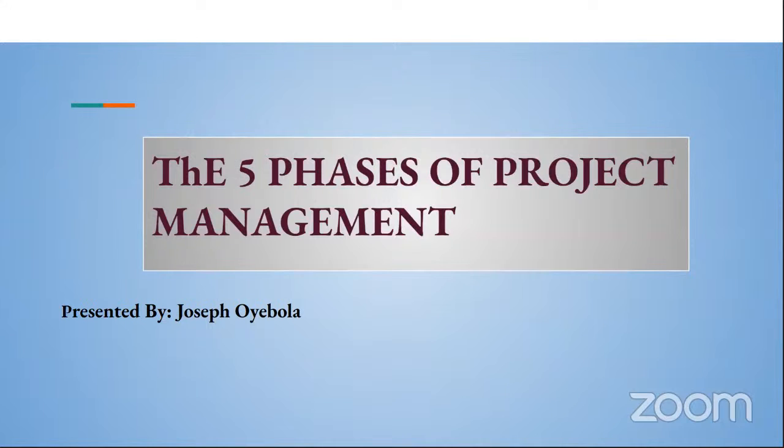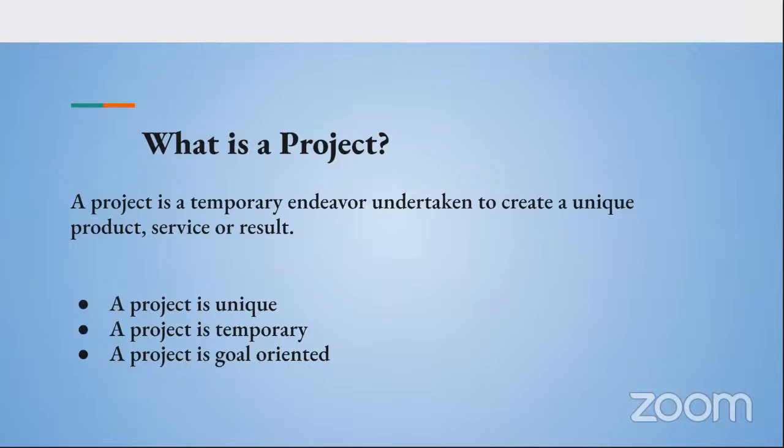So let's delve in. Before we establish that there are project management phases, of course, there needs to be a project. So what is a project? A project is a temporary endeavor undertaken to create a unique product, service, or result. So what does this tell us? It says the project is unique, the project is temporary, that is to say a project is finite. It has a beginning and an end time, and a project is goal-oriented.